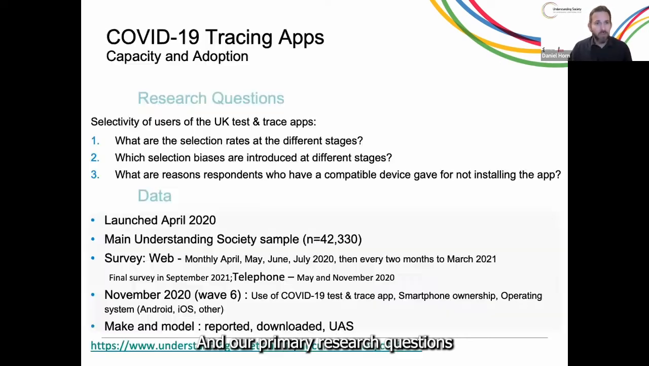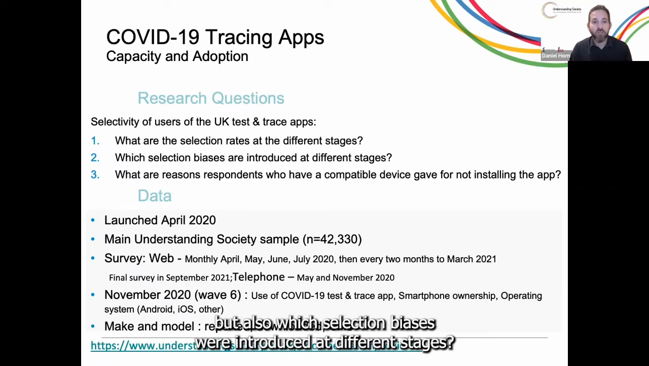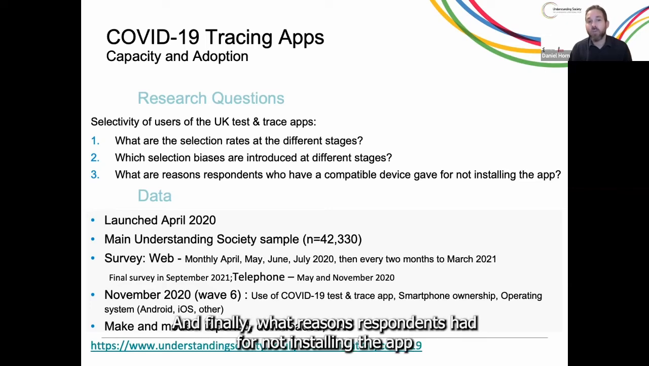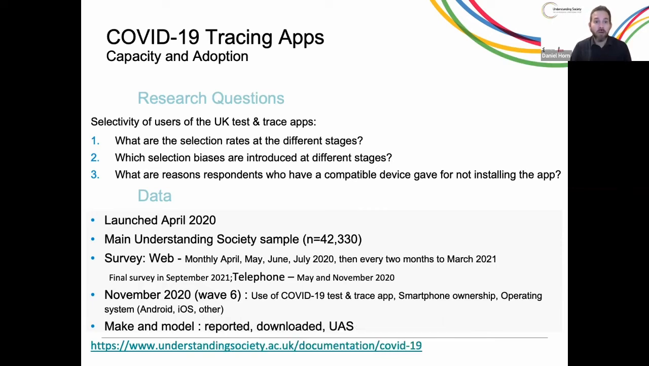Our primary research questions were looking at how users selected into using the app. That is, what were the selection rates at different stages, as aforementioned in the graph previously, but also which selection biases were introduced at different stages. And finally, what reasons respondents had for not installing the app, given that they had the capacity to do so, given a compatible device.